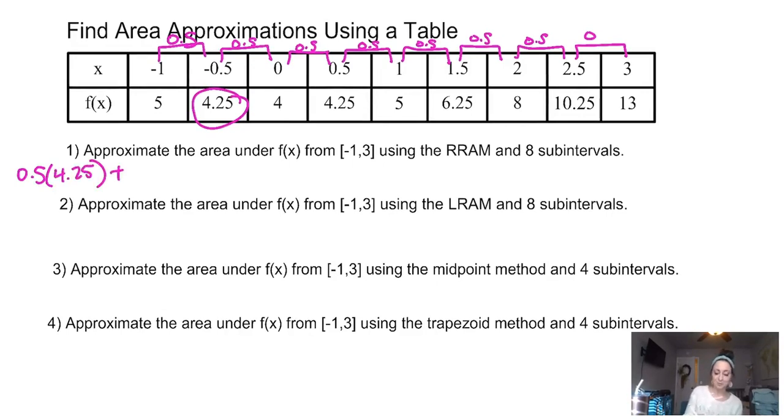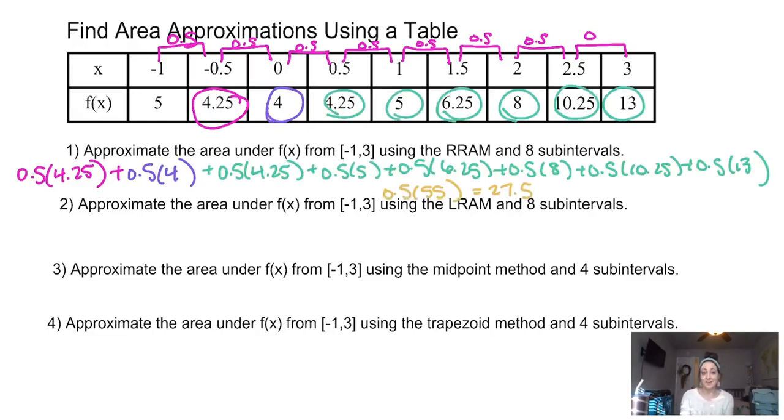The next rectangle will also have a base of 0.5. And this time for that second subinterval, the y value on the right is 4, okay? And so on and so forth. See if you can fill out the rest. All right, so we should have gotten this kind of lengthy thing. Notice that you do have a factor of 0.5 in each one, so I could have factored that out. And we should get, and feel free to use a calculator here, 27.5.